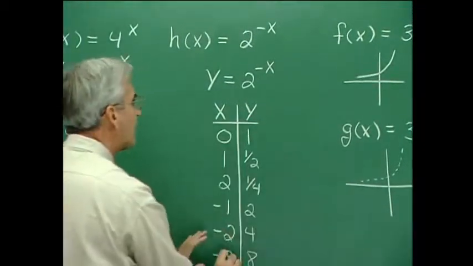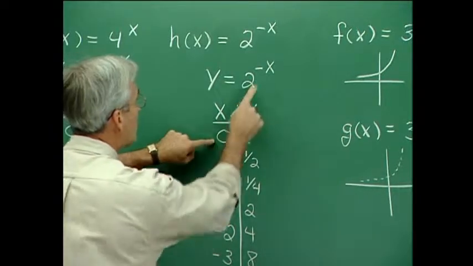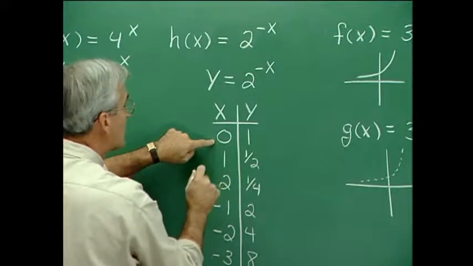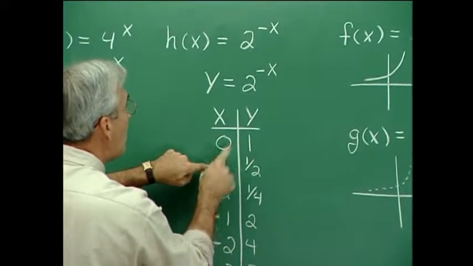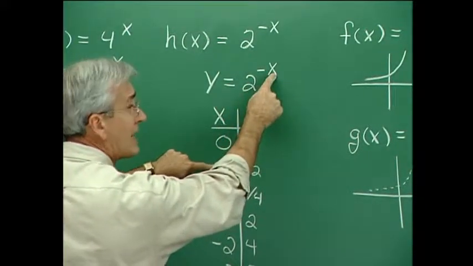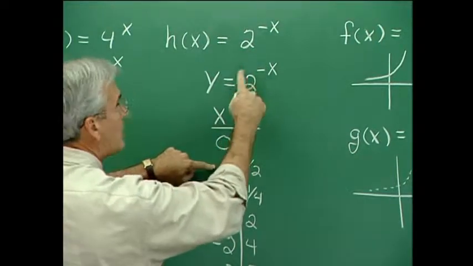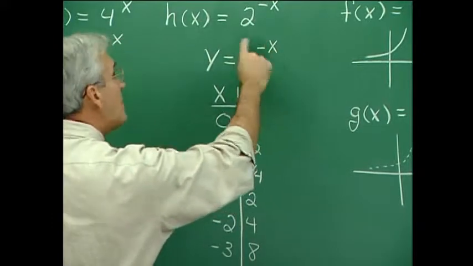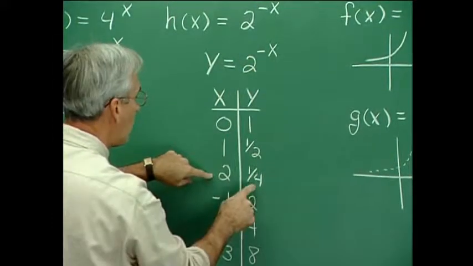If I build a table of values, it would look like this. If x is 0, once again we have 2 to the 0, or 1. That familiar point is still on the graph. If x is 1, though, we have negative 1 as the exponent on 2. Move the base, this becomes 1/2. If x is 2, we have negative 2. Move the base, 1 over 2 squared, 1/4.